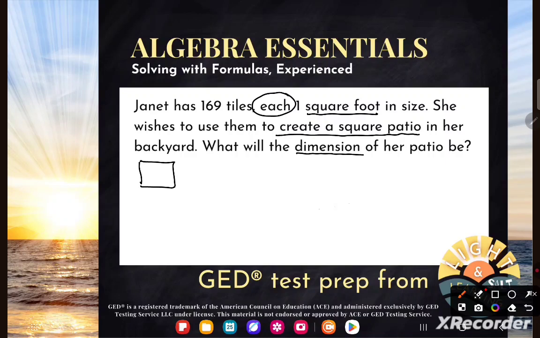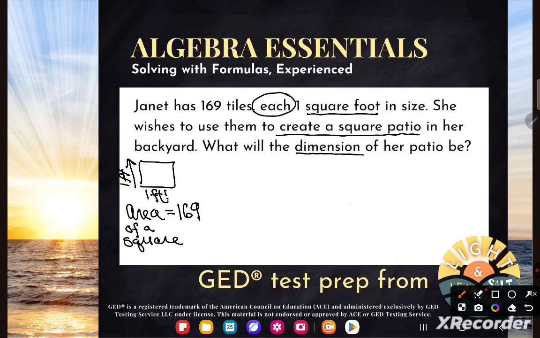That means that the tile is shaped like a square that's 1 foot by 1 foot. And as soon as I see that language, I think area, because area is always measured in square units. So if I've got square feet, it might not say area, but this is definitely area. So we have area equals 169. Now, that being said, area of what? Well, look, she wishes to use them to create a square patio. We're looking at area of a square.